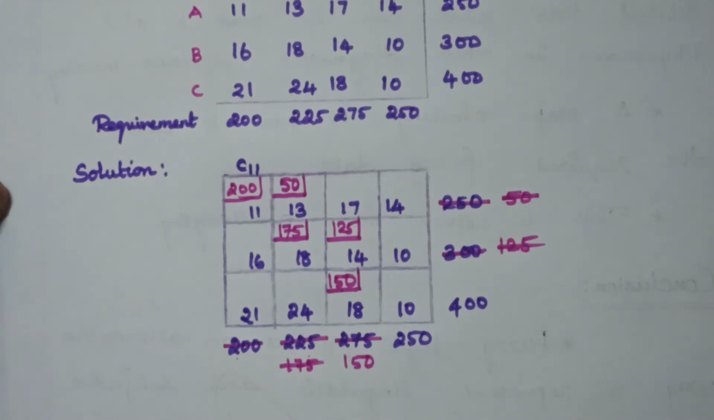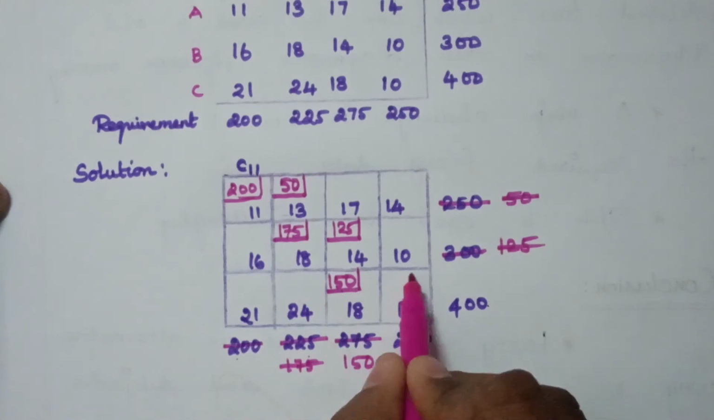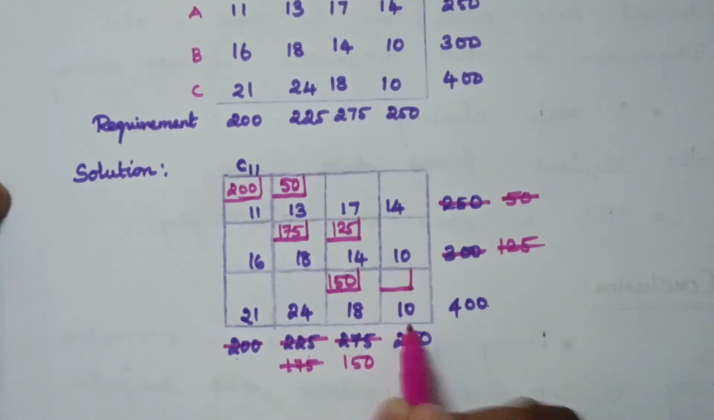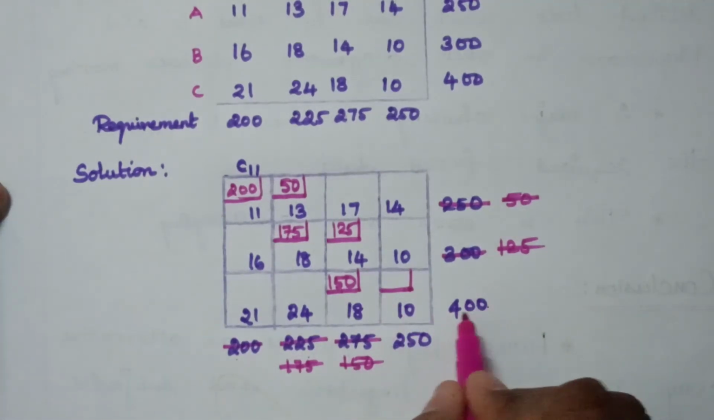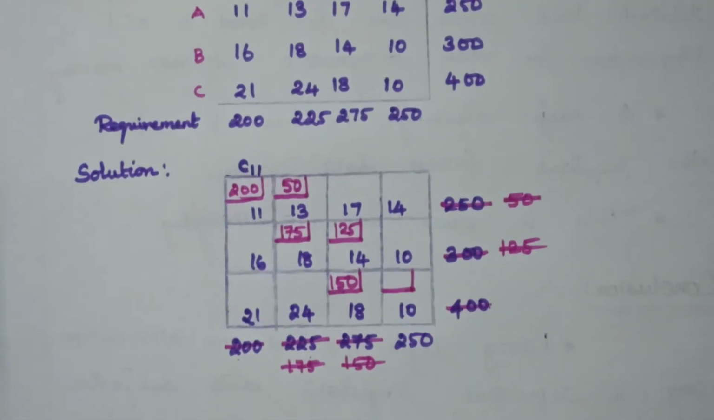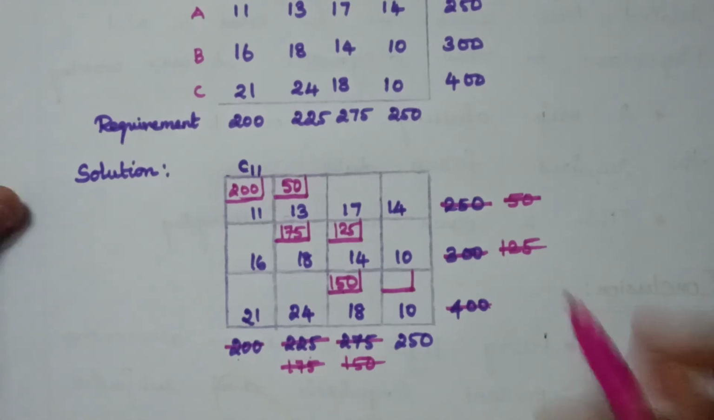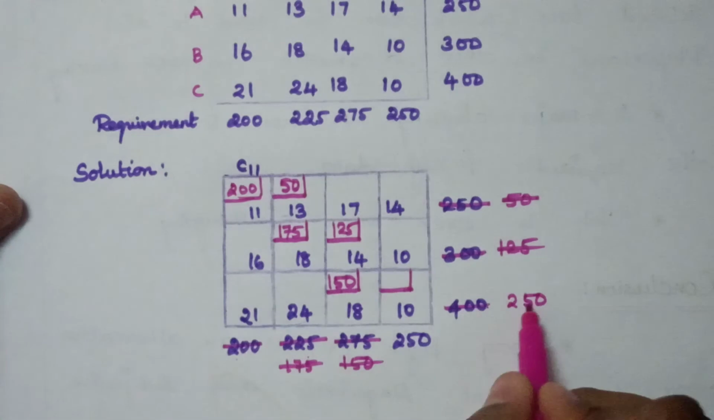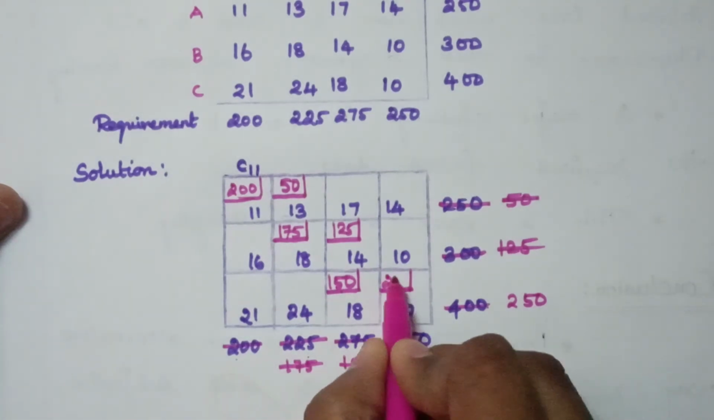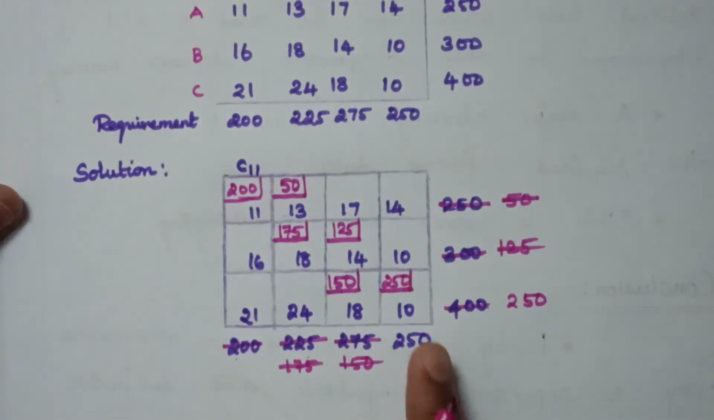Next you have to choose the next cell. Here the maximum is 400, so you move horizontally to the next cell, which is 10. So 150 should be struck off and 400 should be subtracted by 150. So you will get 250 here. The minimum is 250. So we allocate 250 for the final cell.